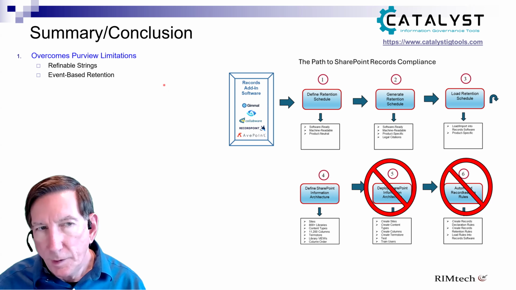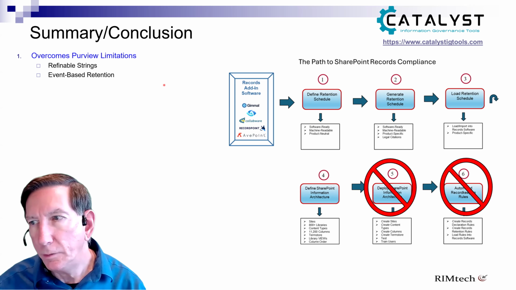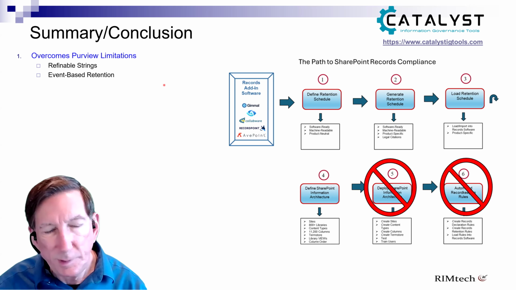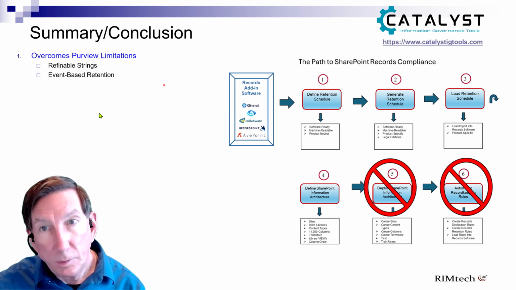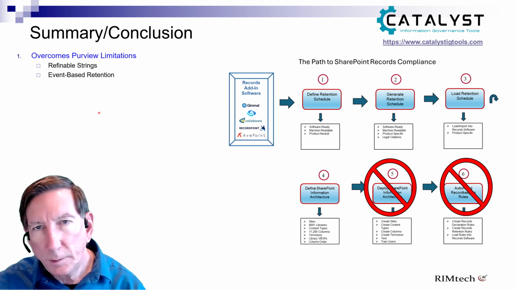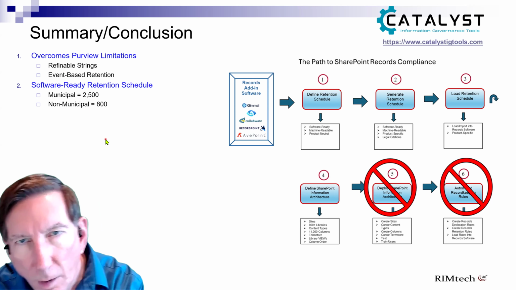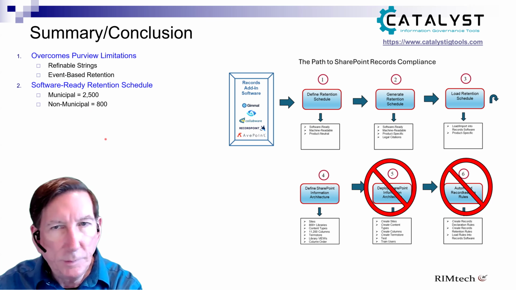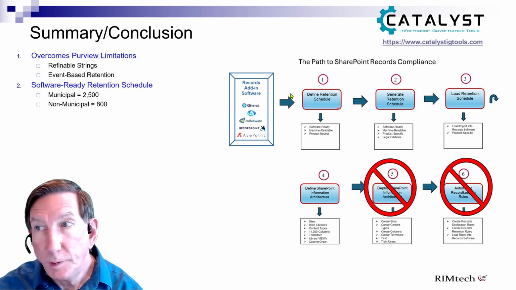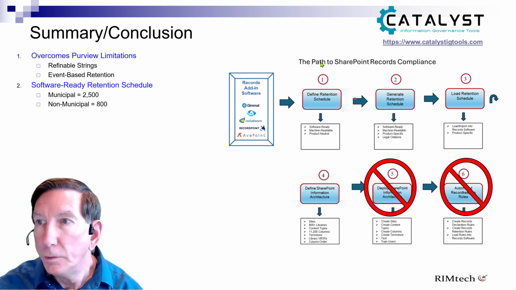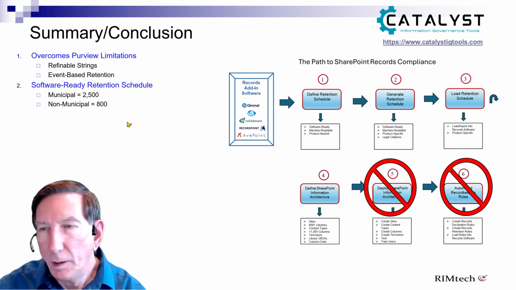It's not easy, it's not straightforward, and many people around the world are doing basically what amounts to customizations and hacks to try to figure out how to do it. We do it properly, quickly, and efficiently. We've overcome both of these with Catalyst. Catalyst also has a software-ready retention schedule, so we save you. If you're a municipality, we'll save you 100% of your work. If you're not, we'll save you maybe 50%. Who knows? Could be more, could be less, but at least halfway there.